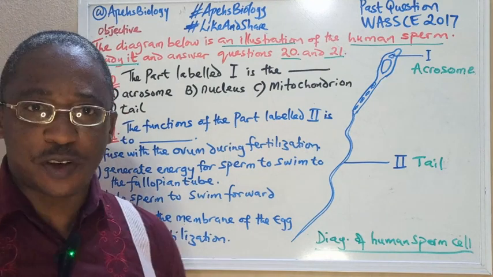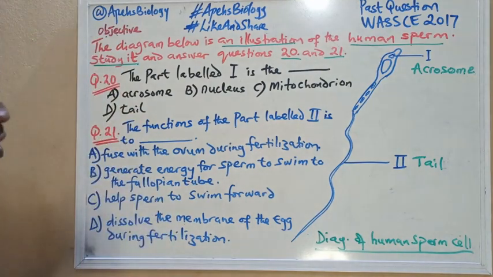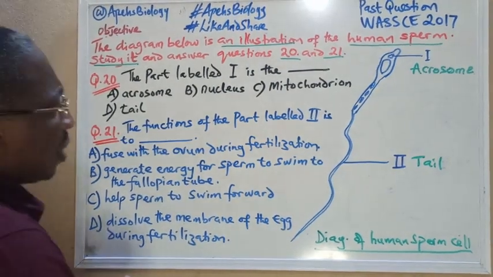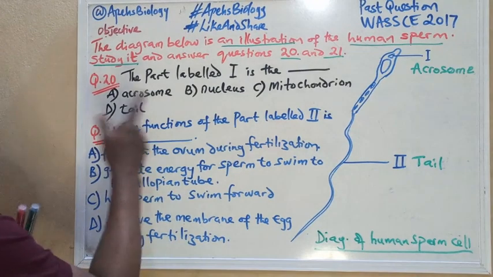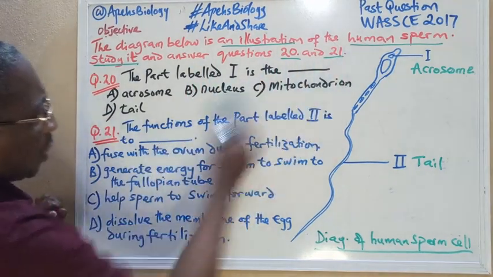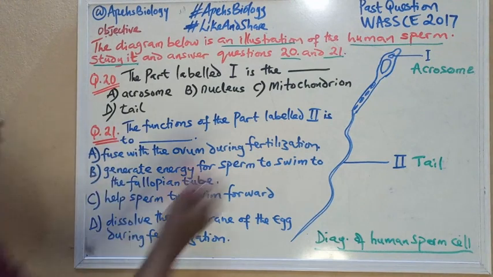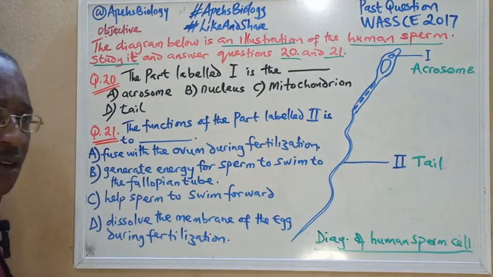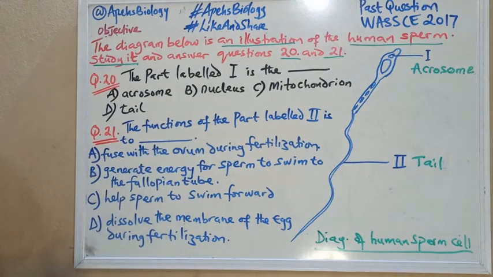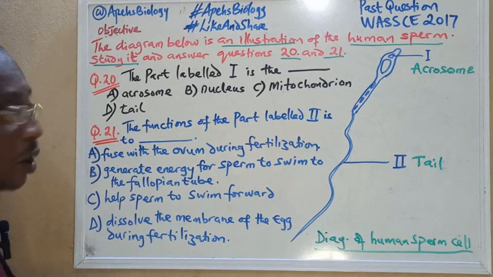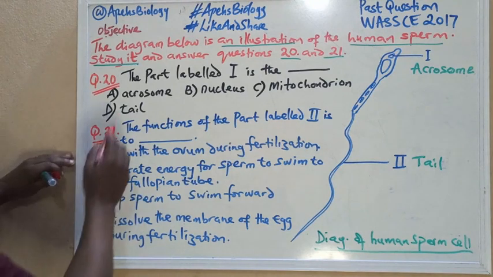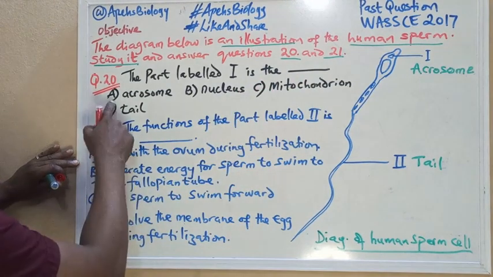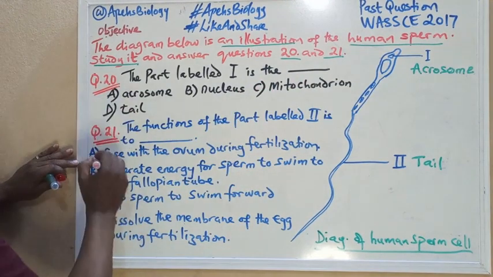But we want to answer the question, okay? Let's go straight. Now let's look at this question very well before we come to other things. The question says, the diagram below is an illustration of the human sperm cell. Study it. We are still studying it. Now, use it to answer question 20 and then 21. Let's look at question 20. The part labeled 1 is the dash. Options: A, acrosome.